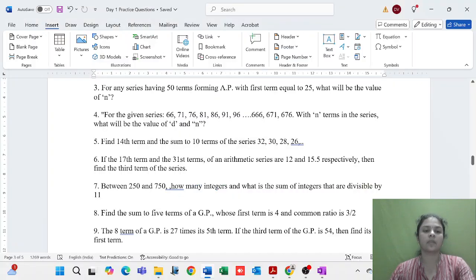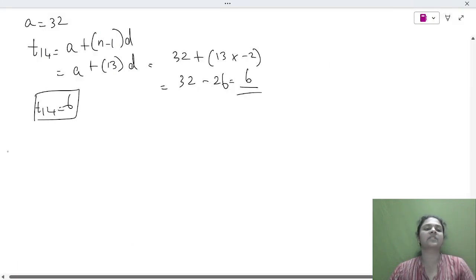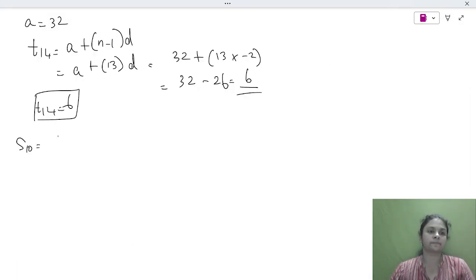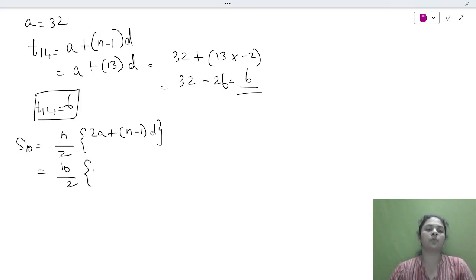Moving on. Sum of n terms of the series. So sum of n terms. What is the formula for sum of n terms? Yes, one of you unmute and say. n by 2 into 2a plus (n minus 1) into d. Very good. So n by 2, 10 by 2 into 2a, 2 into 32 plus (n minus 1), 10 minus 1, into d, d is minus 2.